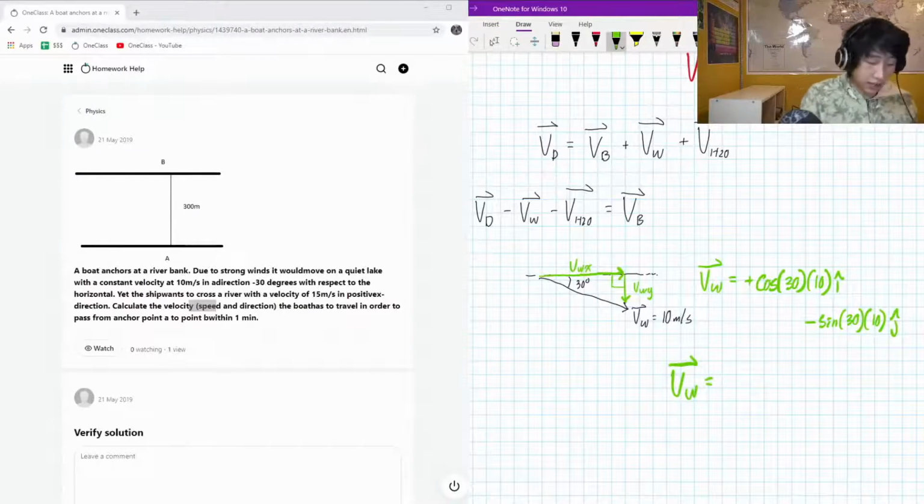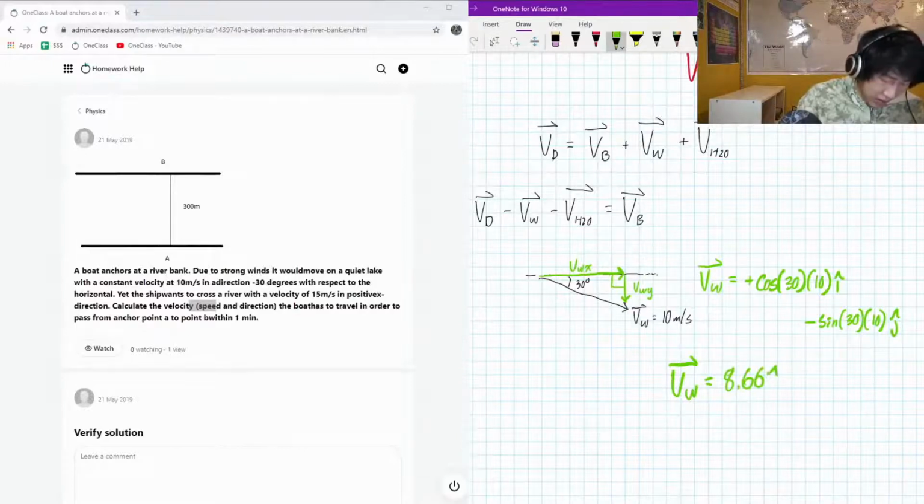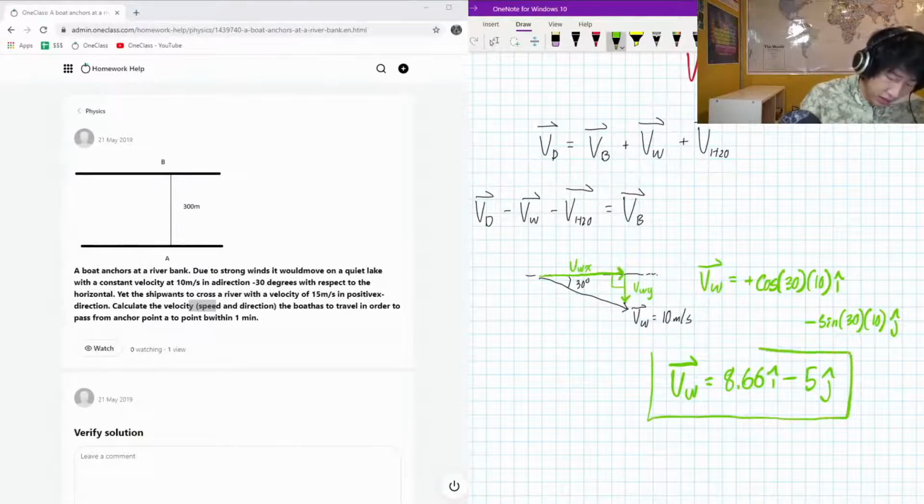So cos 30 times 10. Let's ask the calculator, what is that? That's 8.66 in the i direction minus 5 in the j direction. Good thing to keep in mind is that sine 30 is 0.5, same as divide by 2.